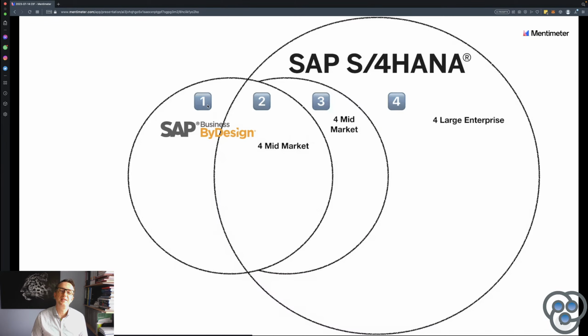Because if something is in subset 1, then you will decide for SAP Business ByDesign. And if something is in subset 3, you will decide for SAP S/4HANA Cloud. So this is why these subsets 1 and 3 are most decisive, because they determine your decision.